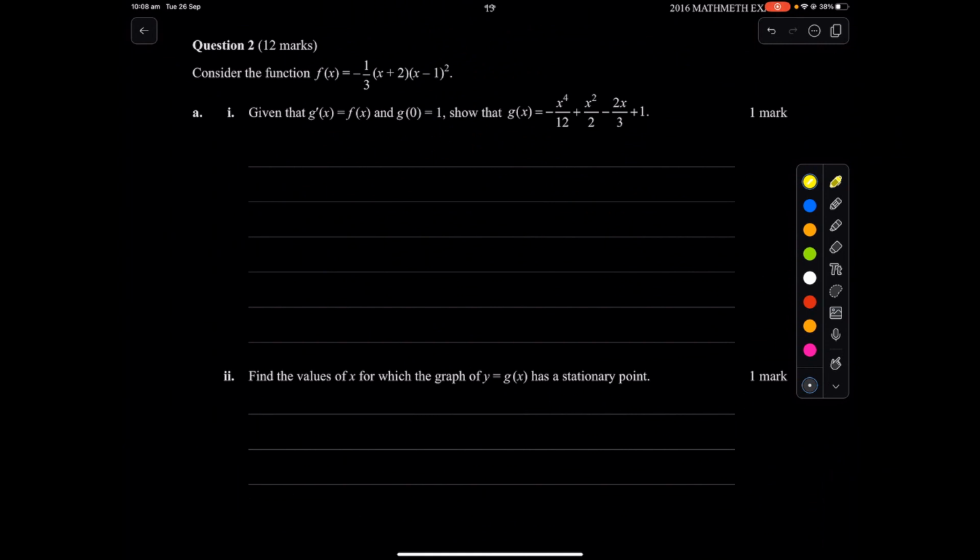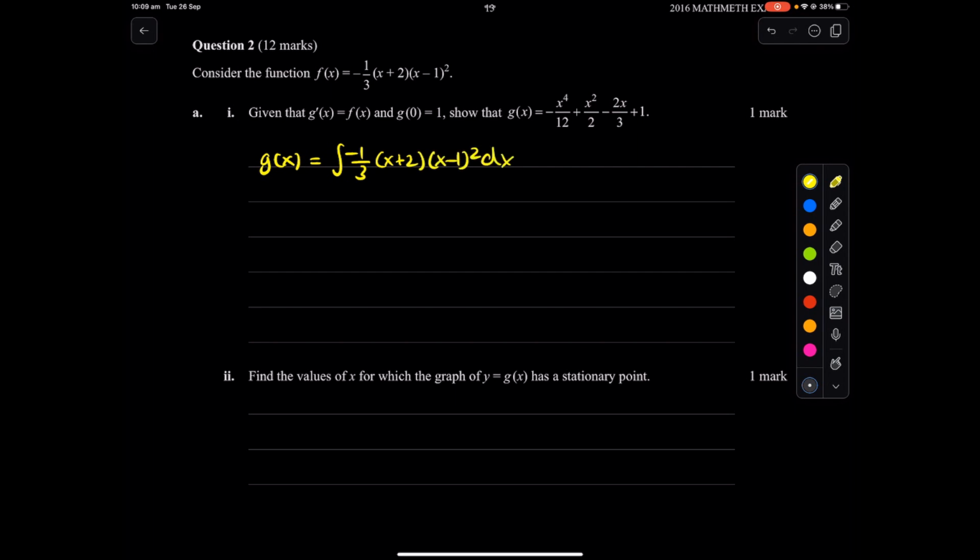Question 2. Consider the function f of x as this. Given that g dash of x is equal to f of x, and g of 0 is this, show that this is that. Very nice and easy. We just need to integrate g dash of x to bring it to g of x. It means we just integrate f of x. So g of x is equal to the integral of negative 1 over 3 times x plus 2, times x minus 1 squared, dx.